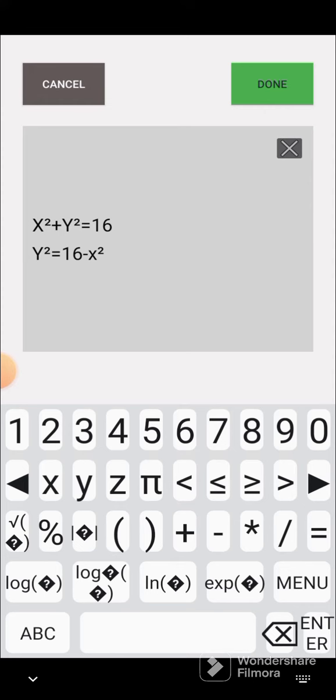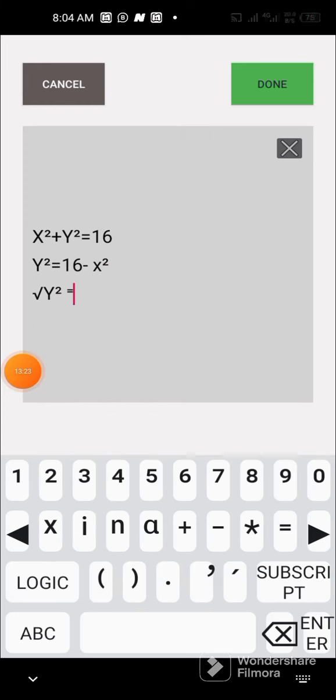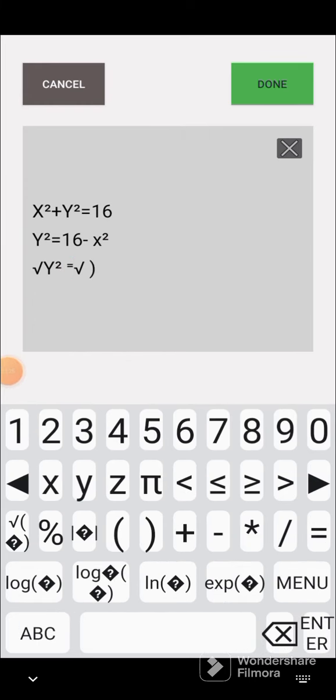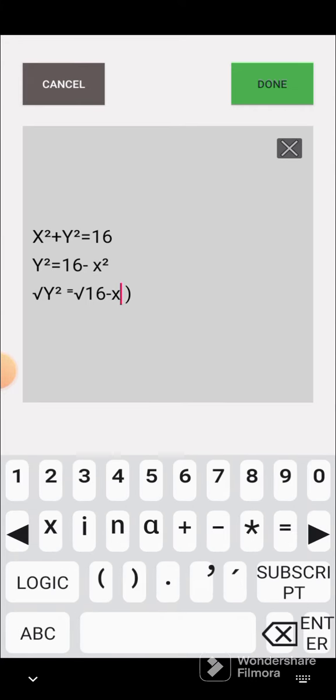We don't want y squared, so you have to square root both sides, so that you can let go of the squared, the exponent of y. So here you will have to square root it, and my square root of x squared is here.